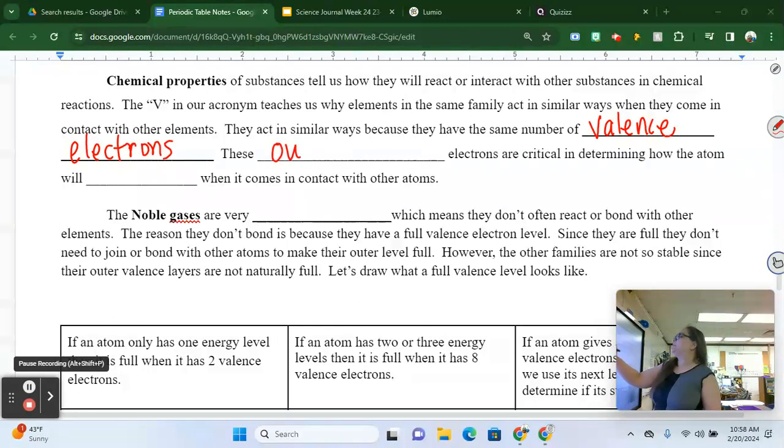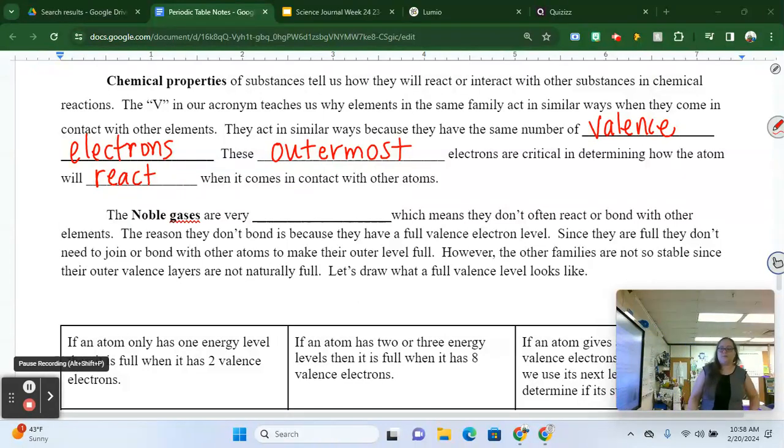These outermost electrons are critical in determining how the atom will react when it comes in contact with other atoms. Noble gases are very stable, which means they don't often react or bond with other elements. It's almost like 2 full balloons bumping into each other. There's just nothing to be done, and so they just keep going. They've got that full valence energy level.